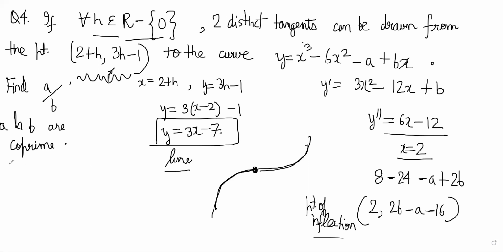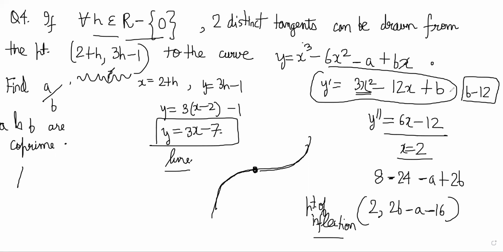What is the slope at x is equal to 2 here? Slope of this curve. If I put x is equal to 2 here, what happens? 3 into 4, 12, minus 24, plus b, minus 12, right? Minus 12 is the slope at x is equal to 2, this is the slope of the curve, and the slope of the line was 3, right?